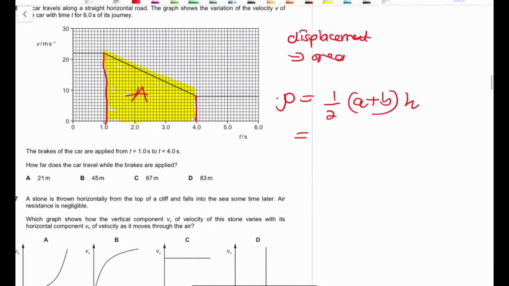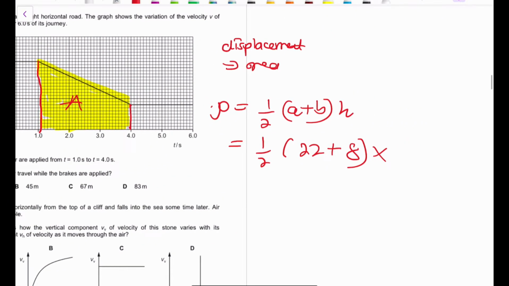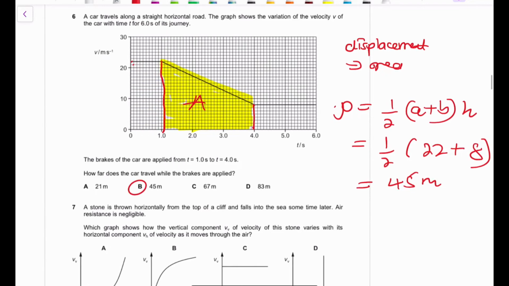So we're going to start with 1/2, okay? 1/2, our value of A, if you look at that side, is going to be 20, but 21, 22, so that's going to be 22, plus the value on this side, which is going to be 8, multiplied by the height, which is going to be 3. So you're going to get 1/2 (22 + 8) multiplied by 3, and that's going to give you an answer of 45 meters, and the answer is going to be B.